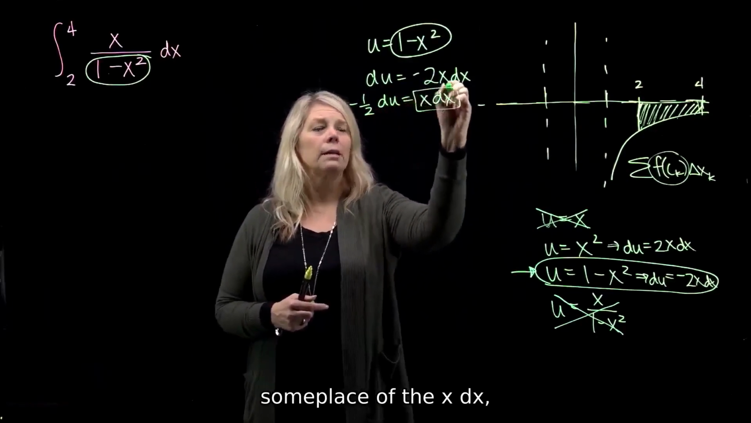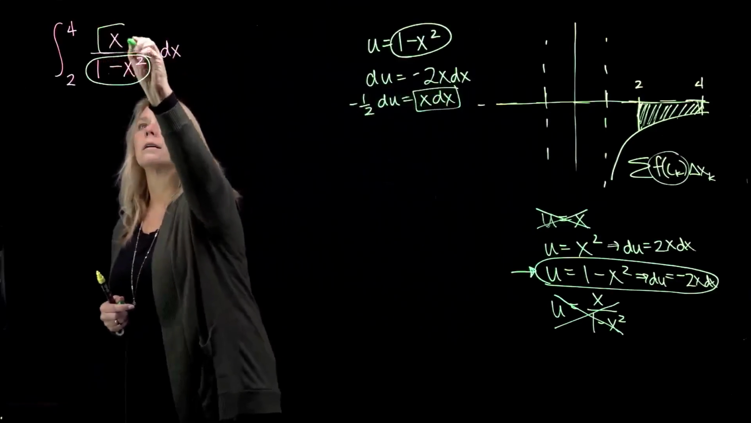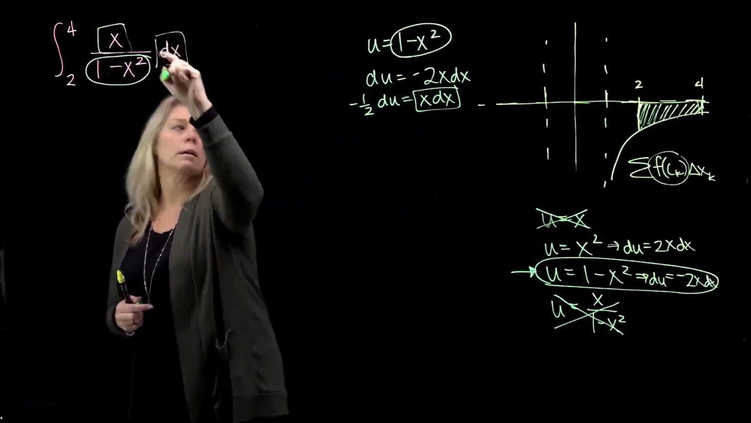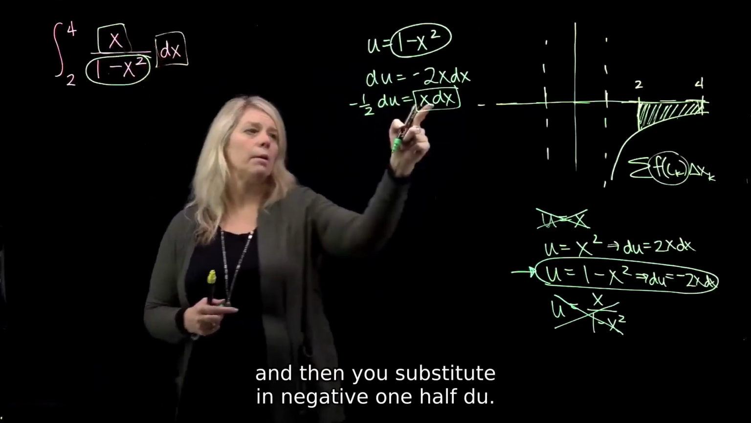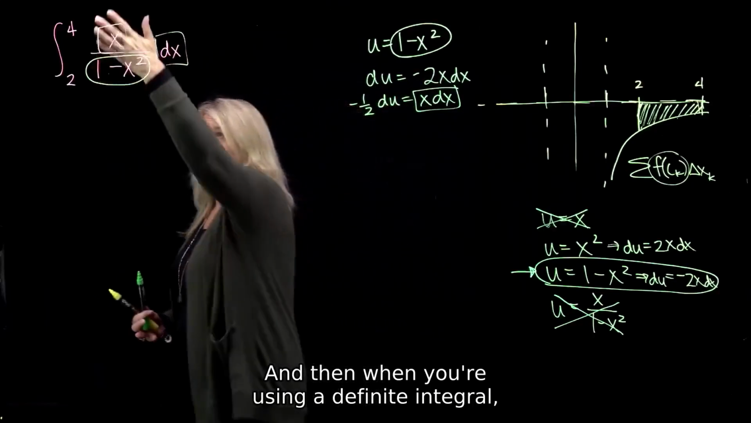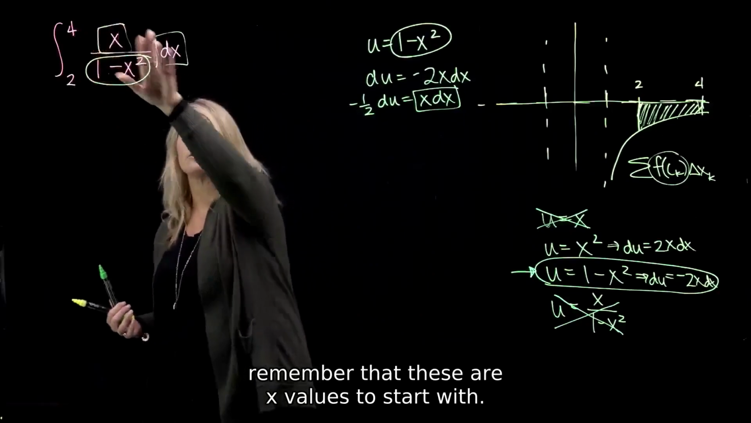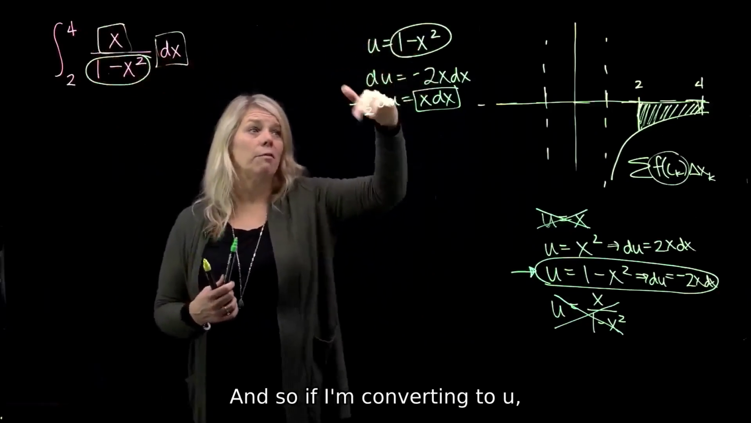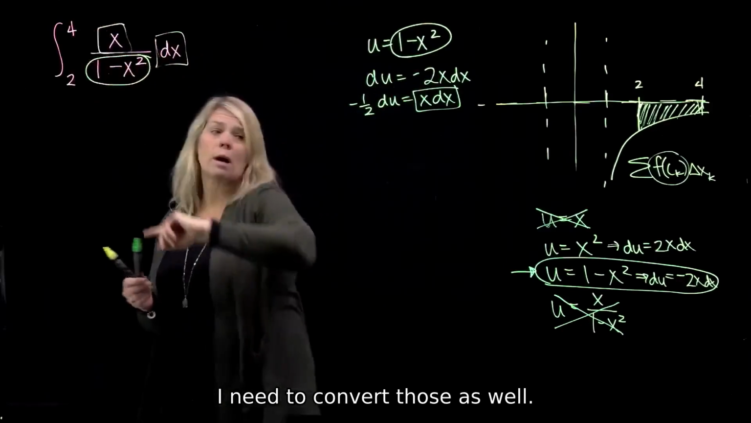So in place of the x dx, I'm going to substitute in negative 1/2 du. And then when you're using a definite integral, remember that these are x values to start with. And so if I'm converting to u, I need to convert those as well.